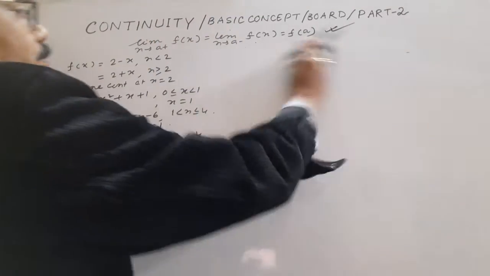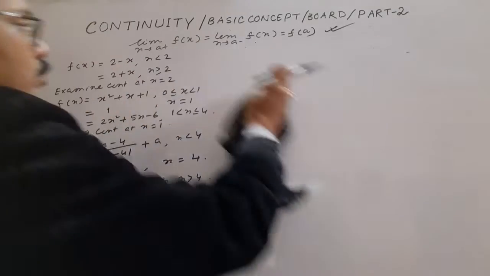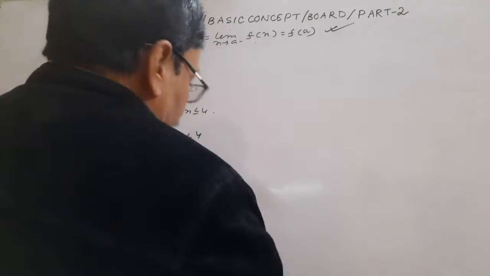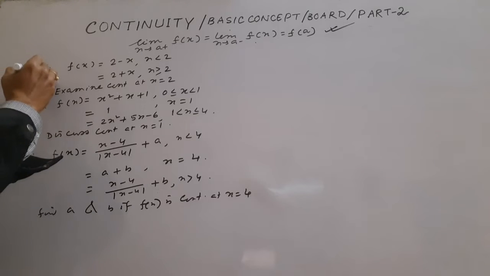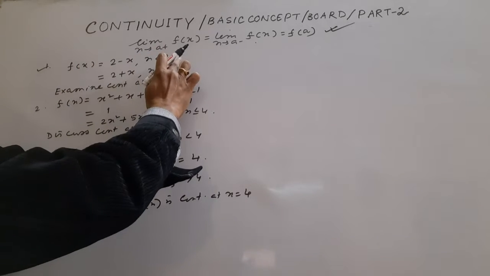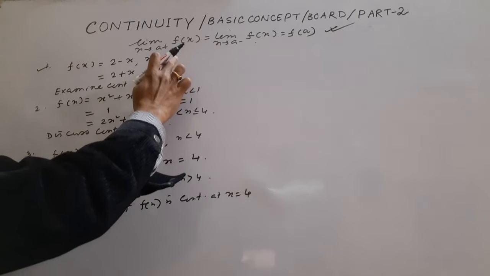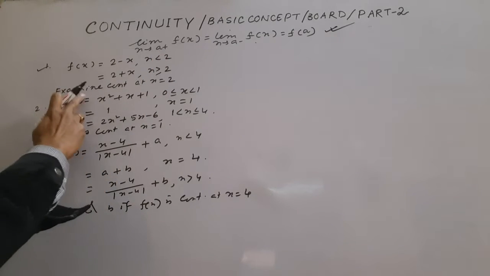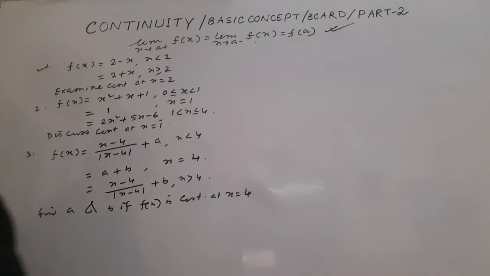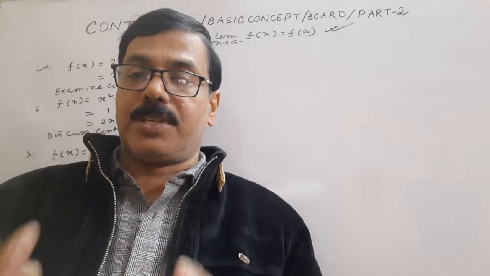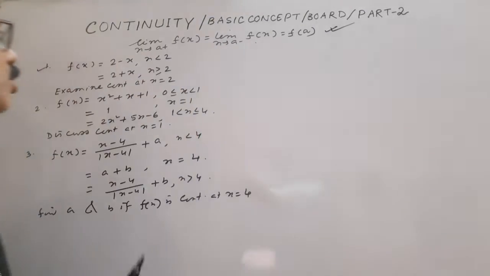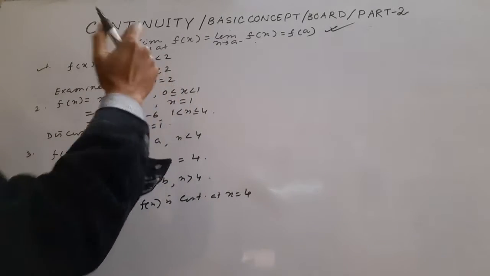Now, look, we consider a simplest problem. f(x) equals 2 minus x for x less than 2, and 2 plus x for x greater than or equal to 2. Examine continuity at x equals 2. We are considering continuity at a specified point. So, what is the point? a is replaced by 2.